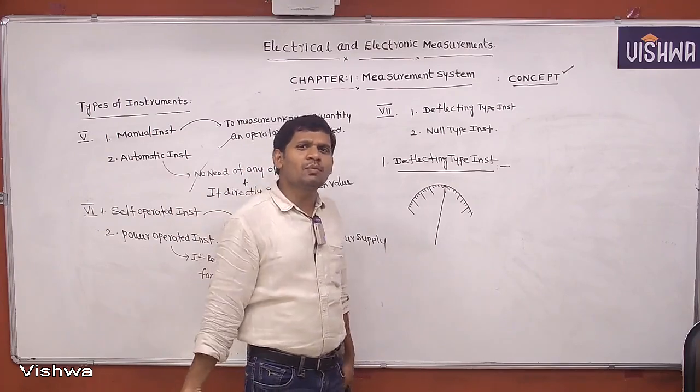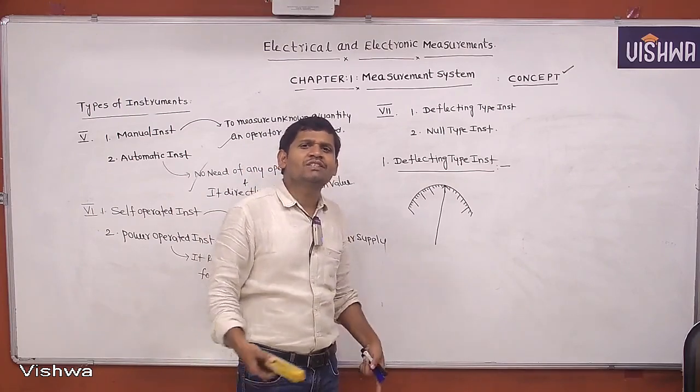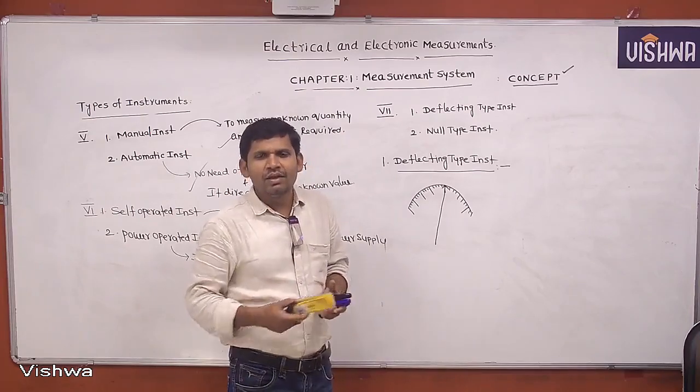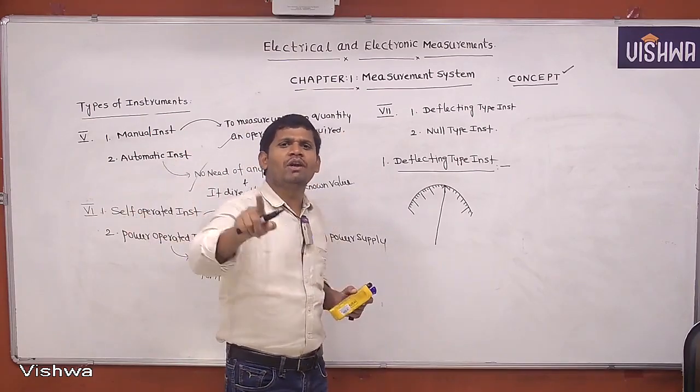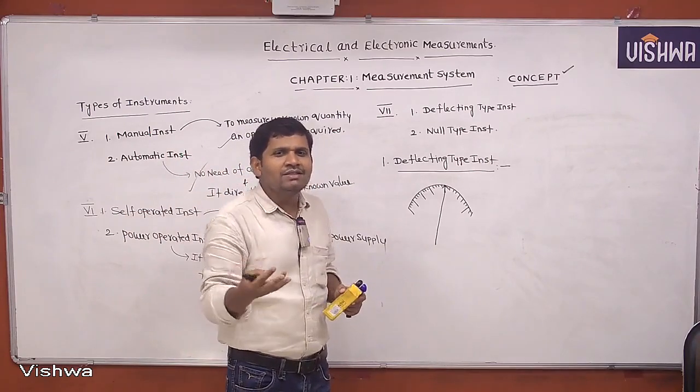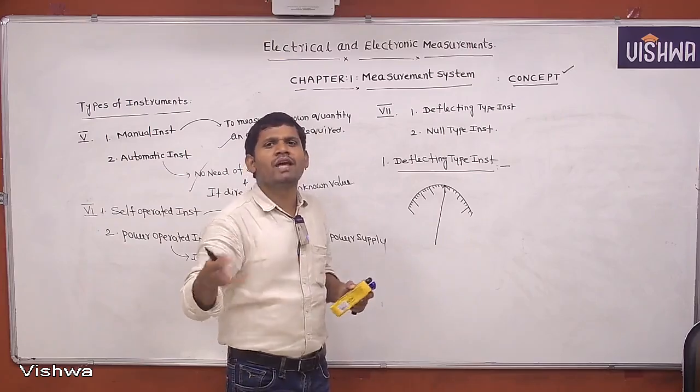Even though these are less accurate and less sensitive, these instruments are more preferable. Why are they more preferable practically? Because deflection of a pointer directly shows the reading. Because of direct reading, whenever you switch on the supply, the pointer will deflect and directly you can get the reading of whatever you are measuring. That's the reason it is less time consuming, and these instruments are more preferable.